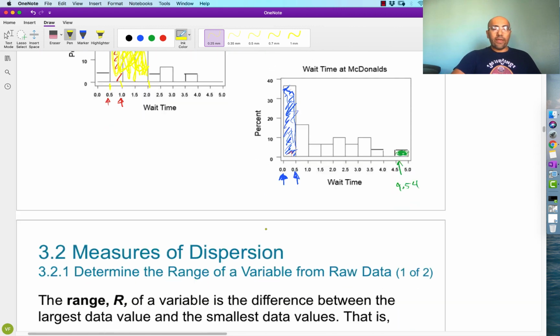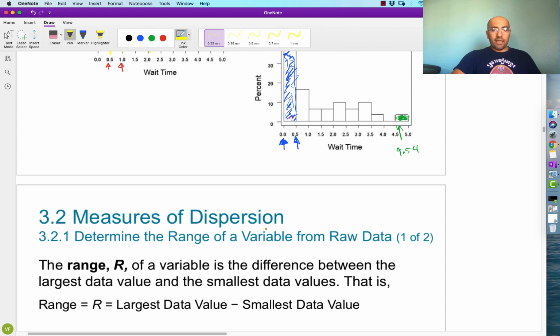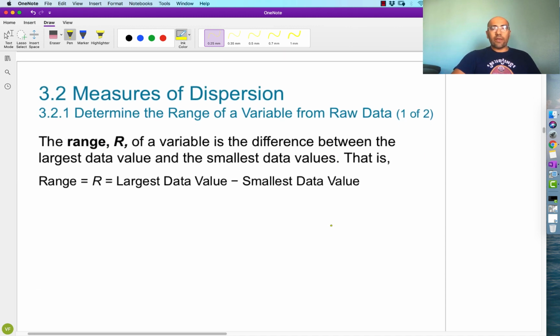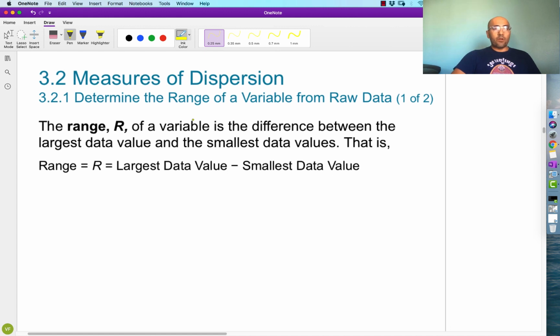Okay, so we need a way of describing how spread out the data is. And the first one we're going to think about is something called the range. The range, capital R, of a variable is the difference between the largest value and the smallest value. It's very easy to calculate. Find the largest value in your set, find the smallest value in your set, subtract them in that order, and you'll find the range.